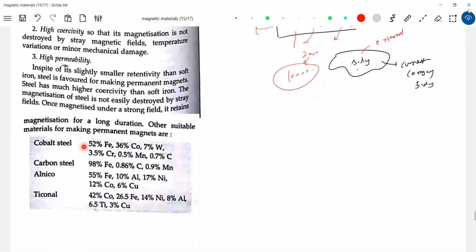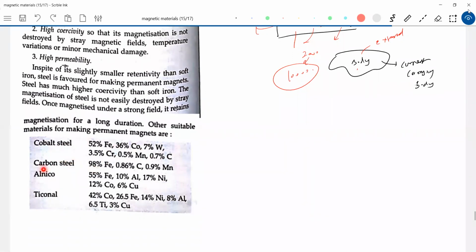So steel, what happened? There's a composition: iron, cobalt, chromium, magnesium, carbon. If I mix up cobalt steel, carbon steel, these are the different types of steels that are there. Which do I prefer? Cobalt steel, carbon steel.